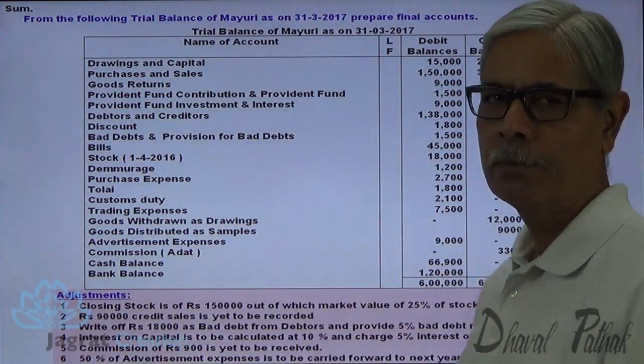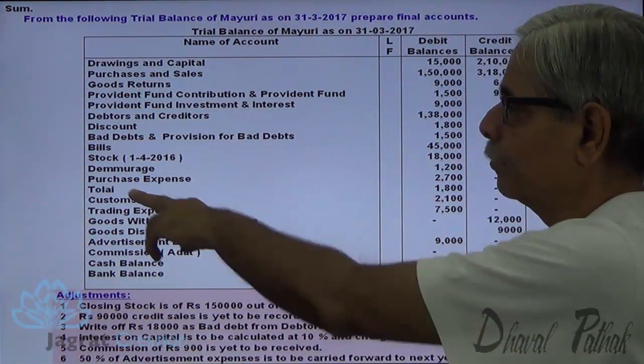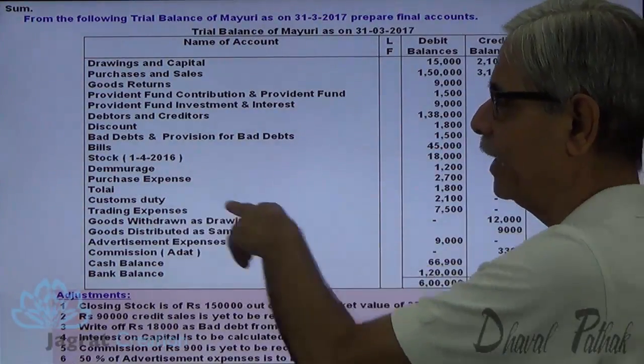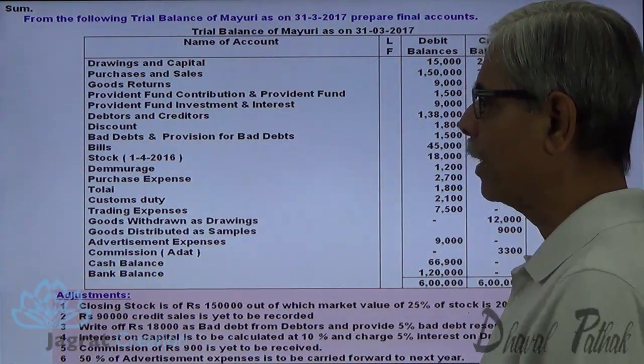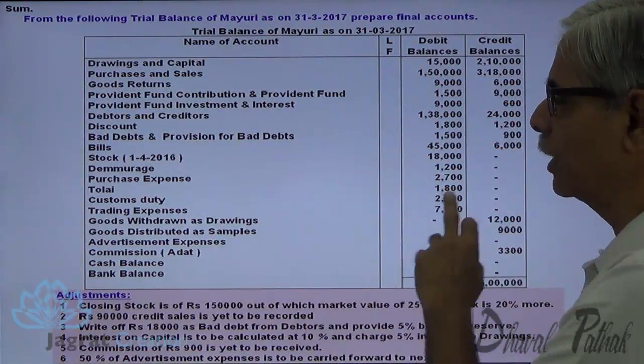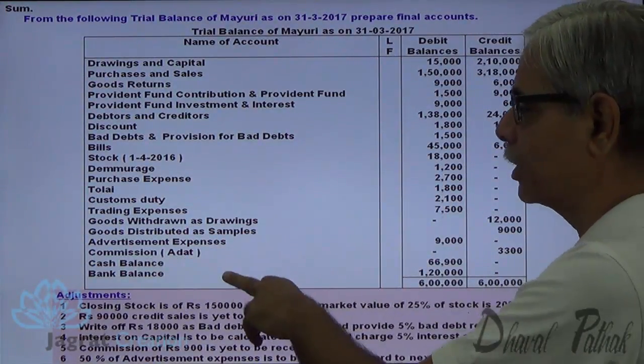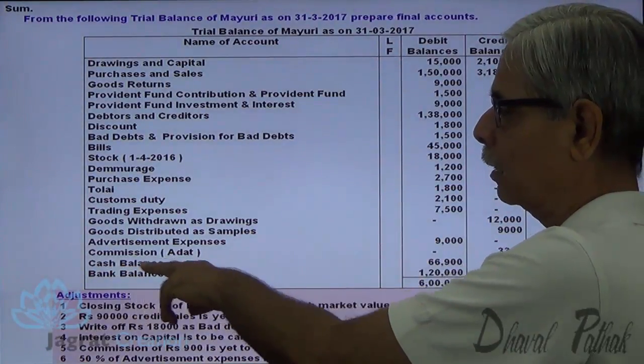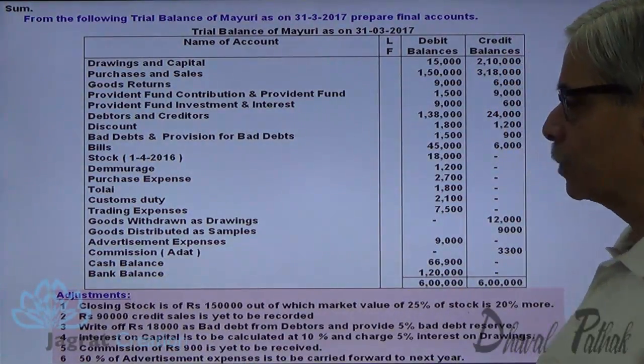Opening stock, demurrage, they are known as storage charges. Purchase expenses, toll means weighing expenses, custom duty. Trading expenses, goods withdrawn as drawing, goods distributed as sample. Advertisement expenses, commission means order. Cash balance, bank balance. Adjustment.